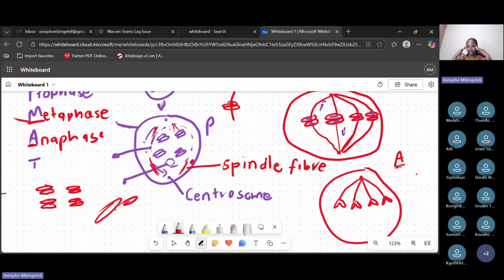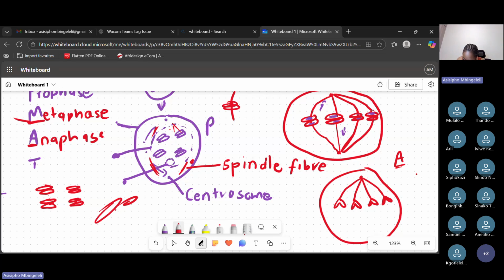Please note, I only pulled up the ones that were on top because the centromere split and then the chromosomes moved apart. Hence A for apart. There is a separation that is happening here.